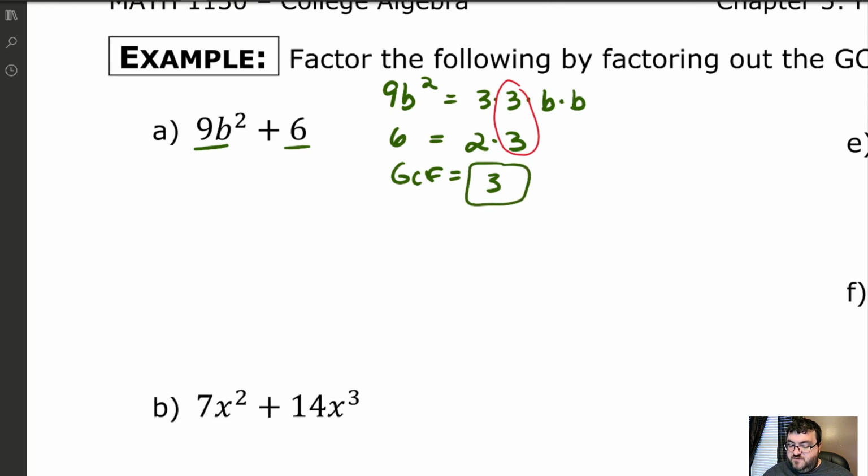But it says factor the following by factoring out the GCF. When you want to factor an expression, you're breaking it down into what it was before it got multiplied, okay? You're going to do it like this right here. The GCF will be on the outside.